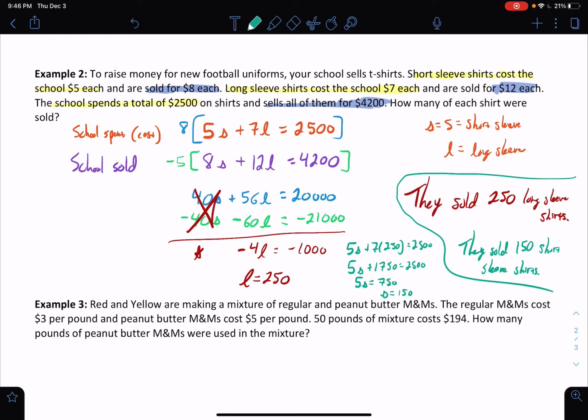That's what the solution to this system represents. That's how many of each shirt they sold. Okay? Set up your system, solve it, and then interpret what those numbers mean.